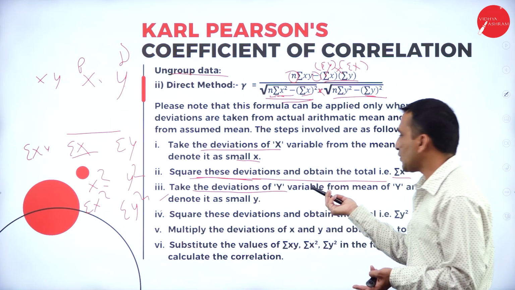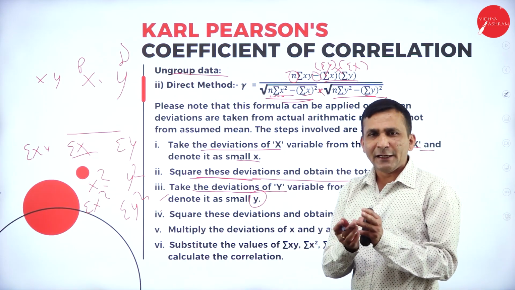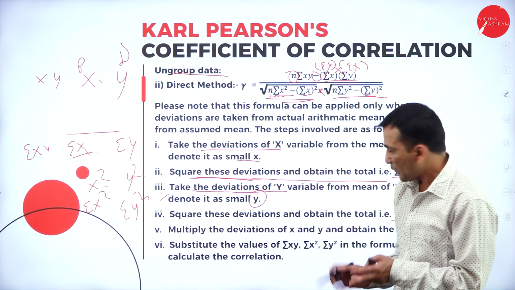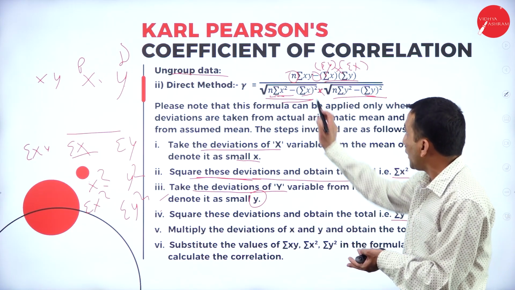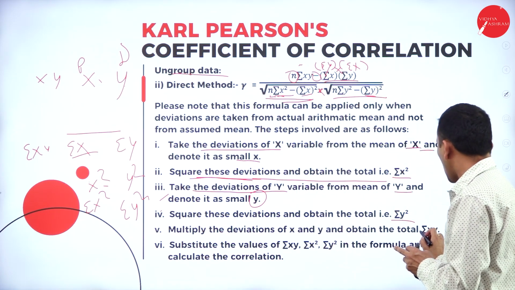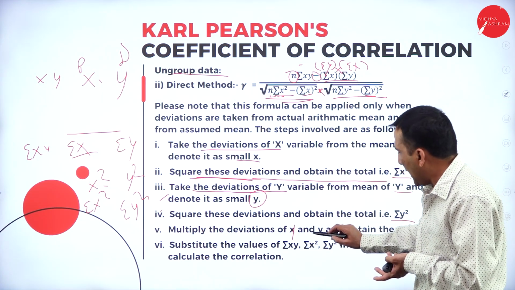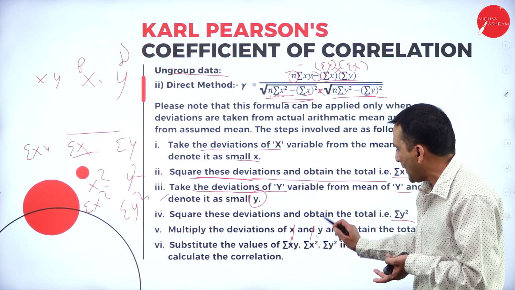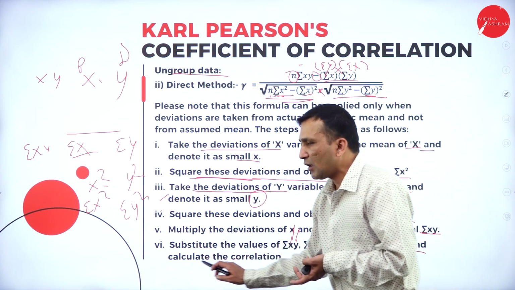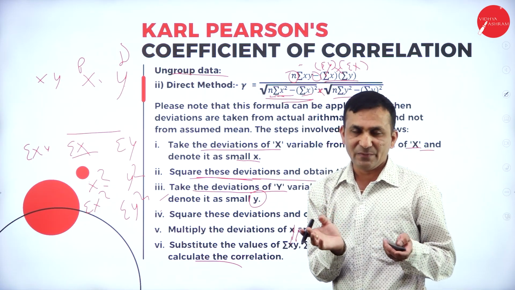Now take the deviation from y, because we need the small letter y, which is related to the y series. Again you take the y square. After taking this, according to the formula, whatever is required, you need to construct the table. Now sigma xy, so we calculated sigma xy and sigma x square from the x series square, from the y series y square. So this is the final formula. It's a very simple formula, so easily you can remember this formula.